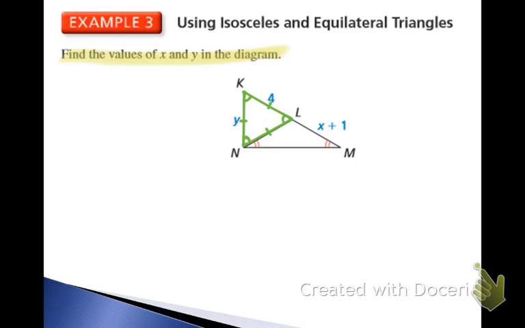Is y an angle or a side? It's a side, so we know all the sides are the same. So what will y equal? 4. So we got that one going for us. y equals 4. I'm actually going to label all the sides as 4. It's going to help me in the next part of the problem.